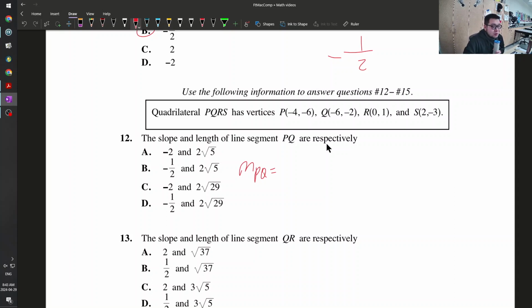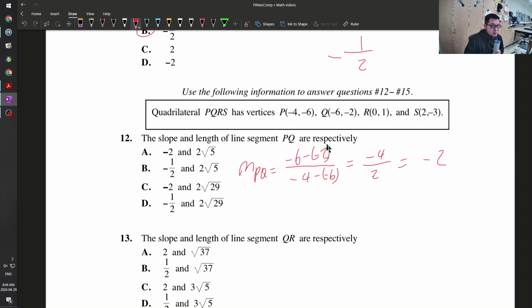It's kind of boring. So the slope of PQ is y2 minus y1, negative 6 minus negative 2, divided by x2 minus x1, negative 4 minus negative 6, which is equal to negative 6 plus 2, which is negative 4, over negative 4 plus 6, which is positive 2. So the slope is negative 2.